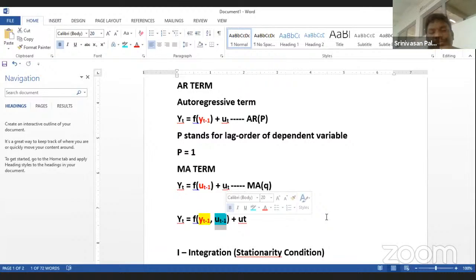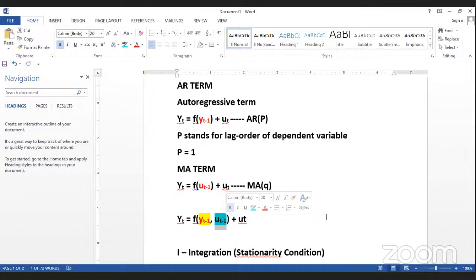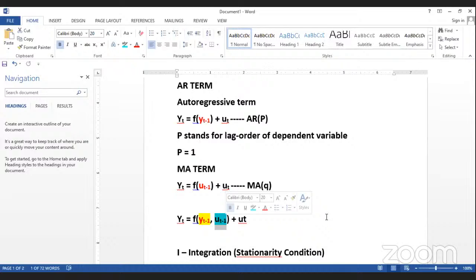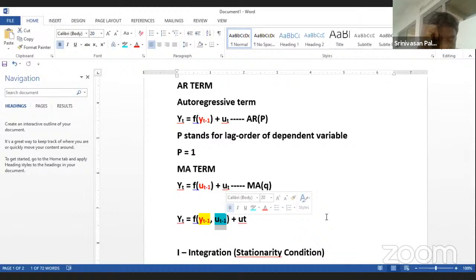Sir, one doubt. Here YT is a function of YT minus 1, which means this is not an efficient market hypothesis. Am I correct? I'll come back to that later, because I'm not connecting here that the current price is equal to the past price. But I'll give the answer: if this YT minus 1 is significant, then the market is inefficient. Understood, sir? Yes, this is the answer.